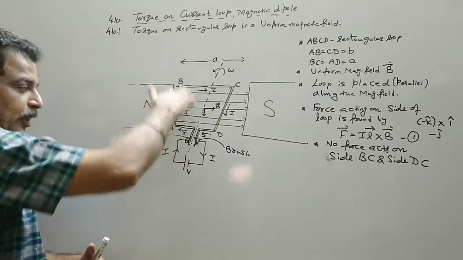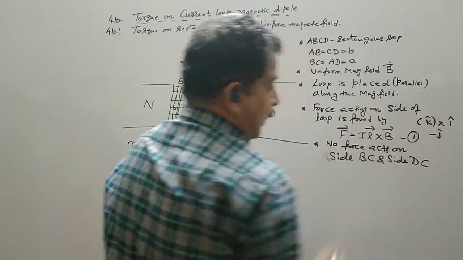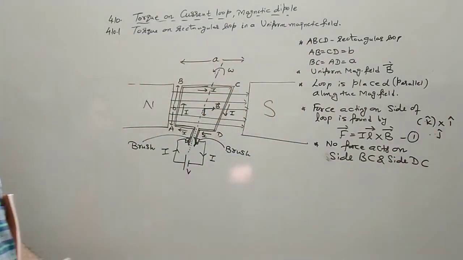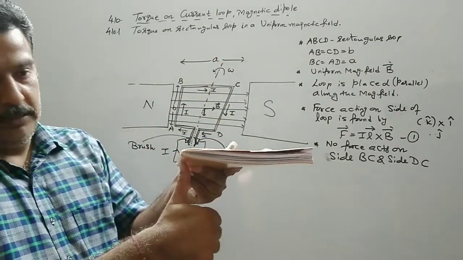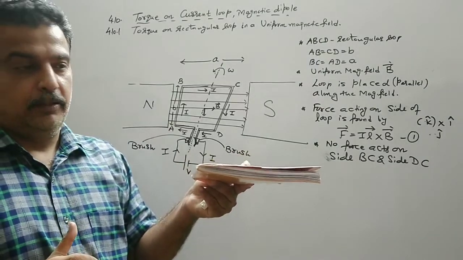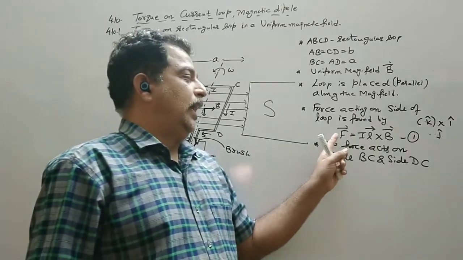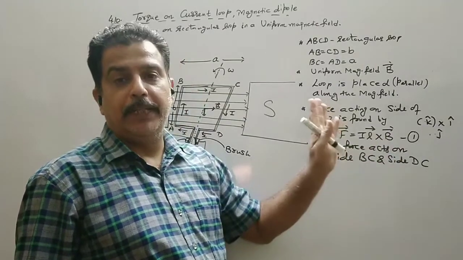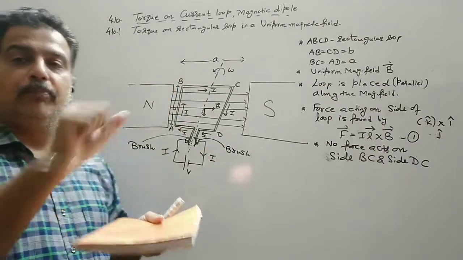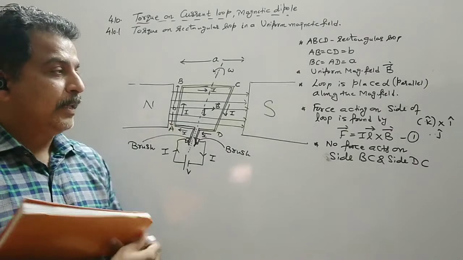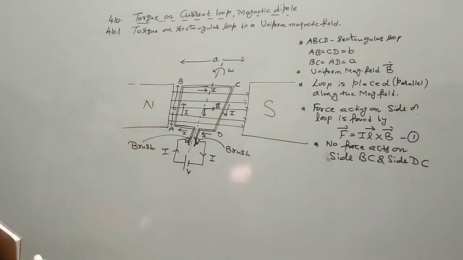Now for CD the current is opposite. For CD the current becomes opposite, so the force becomes opposite, that is, upward, and here it is downward. The force is always perpendicular to both L and B. Here the angle between L and B is 90 degrees, so sin 90 is 1. So there are two forces acting on the sides AB and CD.